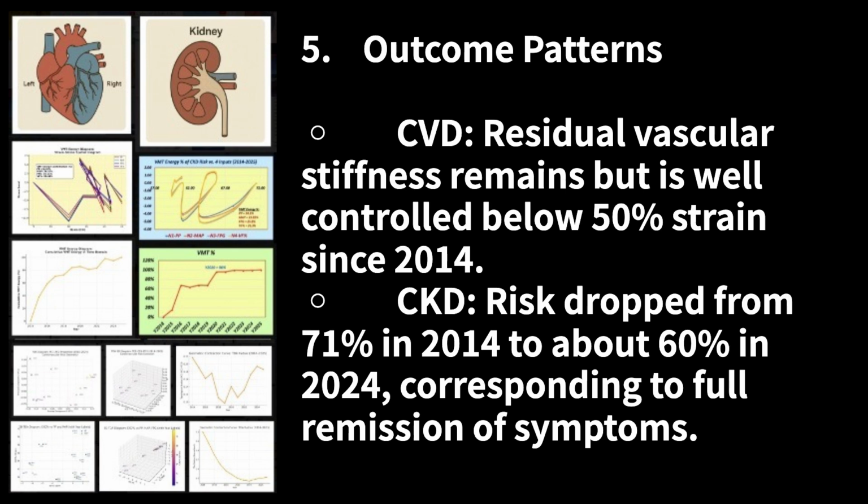5. Outcome patterns. CVD: residual vascular stiffness remains, but is well controlled below 50% strain since 2014. CKD: risk dropped from 71% in 2014 to about 60% in 2024, corresponding to full remission of symptoms.